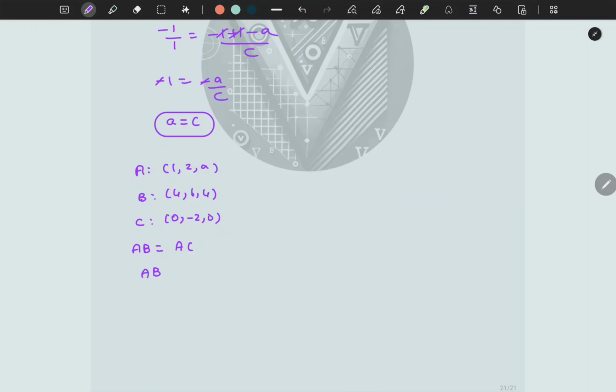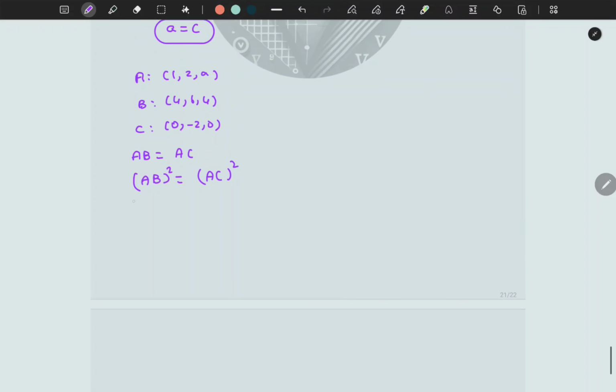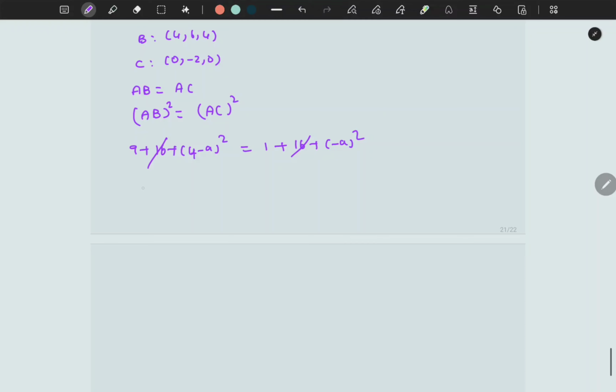AB is equals to AC, that means AB whole square is equals to AC whole square, right? That means 4 minus 1 is 3, 3 square is 9, 6 minus 2 is 4, 4 square is 16, 4 minus A whole square is equals to AC square should be 0 minus 1 whole square is 1, minus 2 is minus 4 whole square is 16, plus 0 minus A is minus A whole square. So I think we can cancel this. So we get 9 minus 1 is equals to 8, and we will expand this. 4 minus A whole square will be 16, plus A square minus 8A will be equals to A square. So we can cancel this also. We get 24 is equals to 8A, and then therefore A is equals to 3.